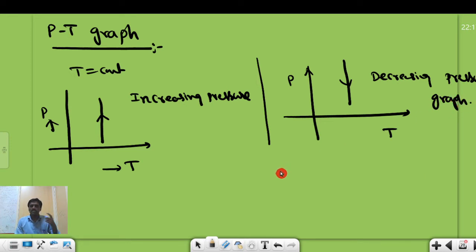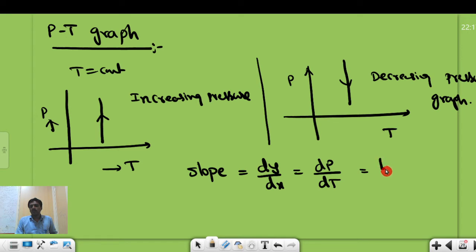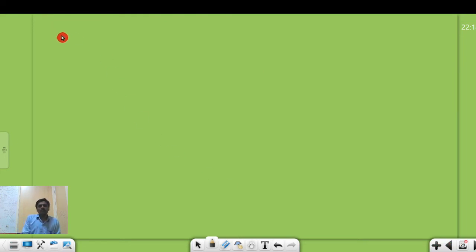So here we have the increasing pressure and decreasing pressure graphs. What is the slope of these two graphs? The slope of any graph is the change in y value divided by the change in x value. Here, the change in pressure divided by the change in temperature is some value divided by 0, which is equal to infinity. In a similar manner we need to find the slope of the PV graph also.